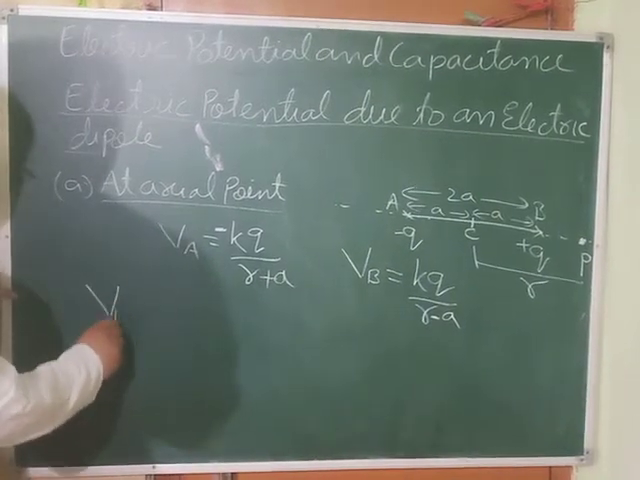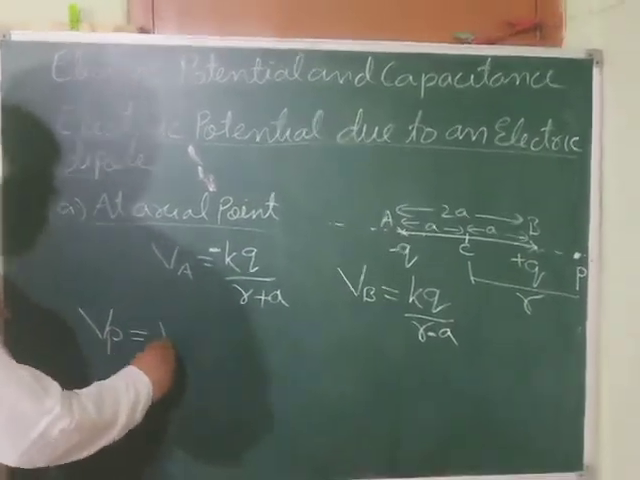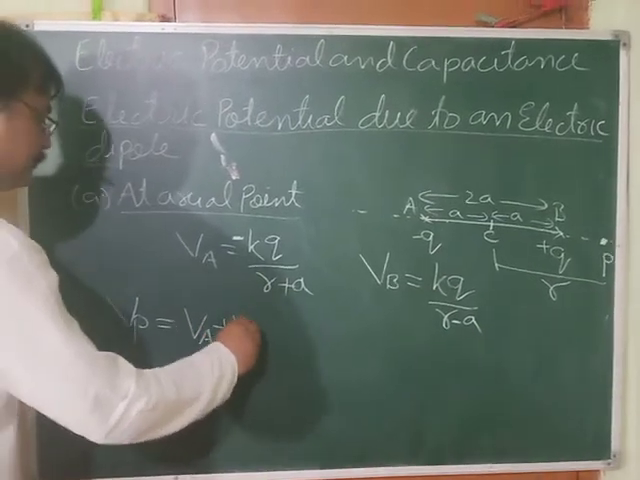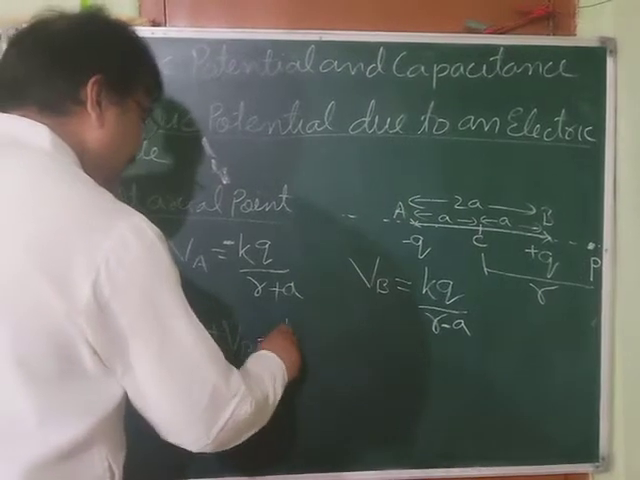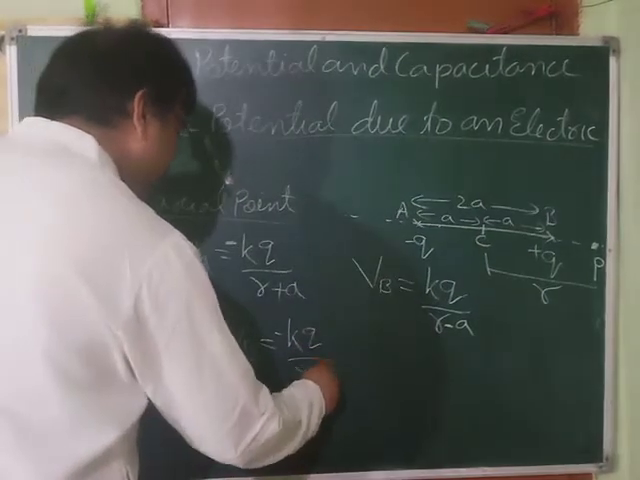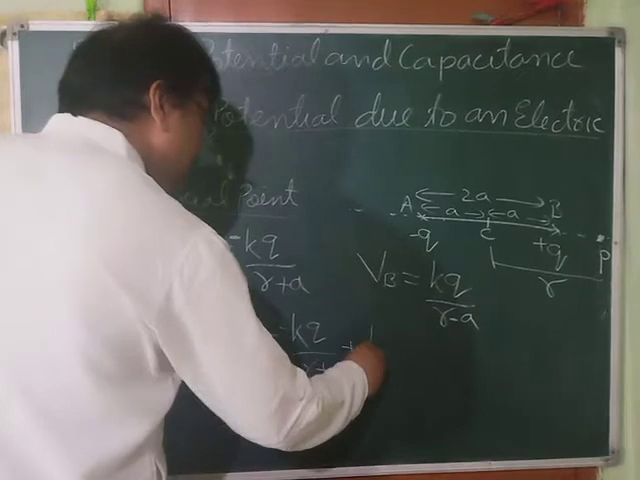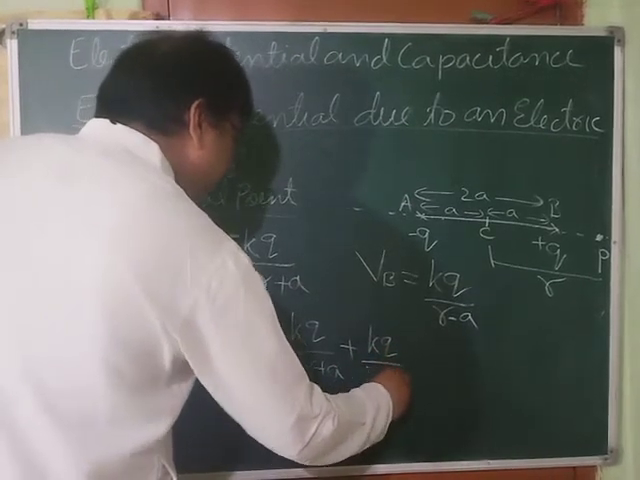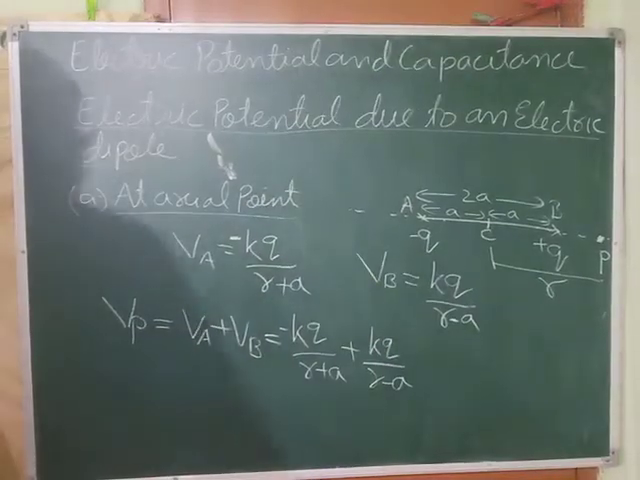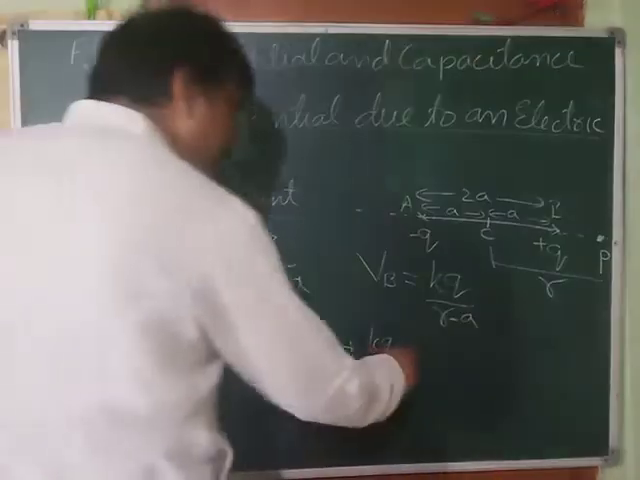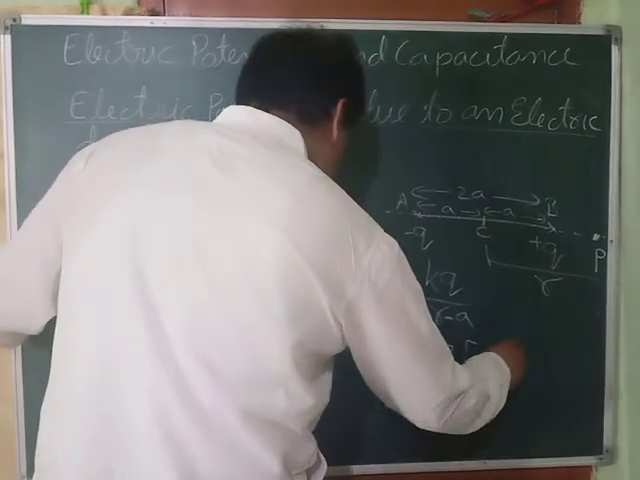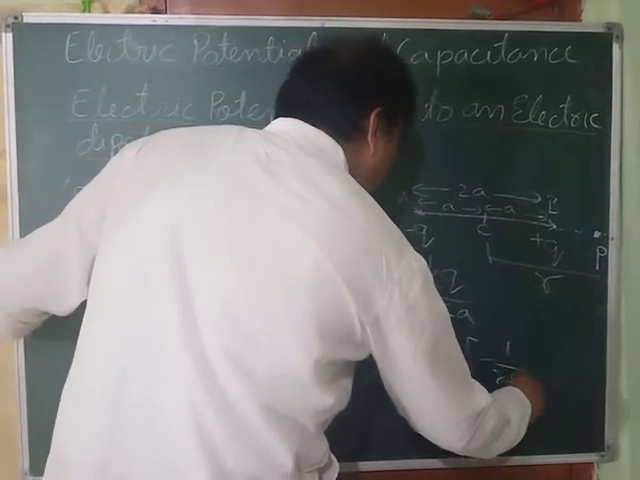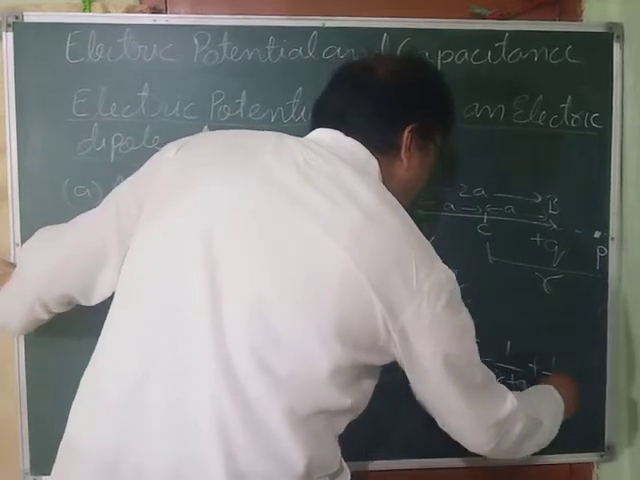So total potential at point P is equal to VA plus VB. It is a scalar quantity, so we can simply add them. So minus KQ upon R plus A plus KQ by R minus A. That's what we get. Can we take KQ common? Okay, we can take KQ common. We are left with minus 1 by R plus A plus 1 by R minus A.